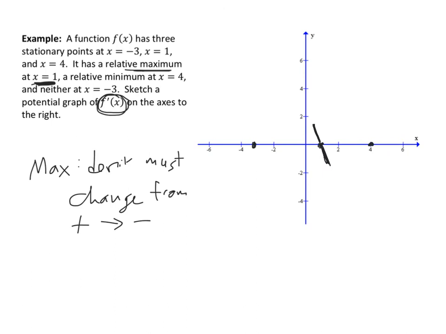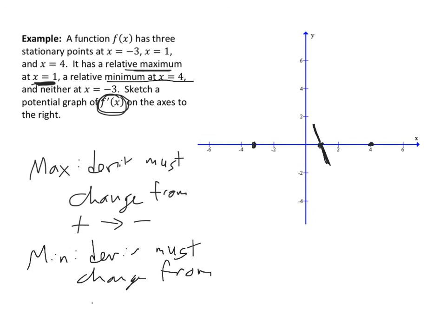At 4, I'm supposed to have a minimum. Well, for a minimum, the derivative must change from what to what? From negative to positive. Okay, so that means that my derivative is going to need to change from negative before it to positive after it. So we can even sort of see these coming together here.